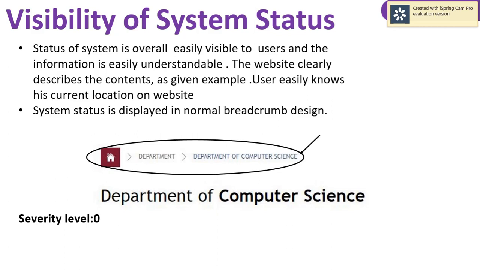The system status is easily visible to all visitors. There is no hidden menu in the university website, and as in this attached picture, the visibility of the system is easily defined by a normal breadcrumb design. In this way, a user or visitor can easily identify their current location, that is, where they are currently placed on the university website. So that's a good thing, the visibility of the system status is very prominent in this existing interface. That's why the severity level is 0.